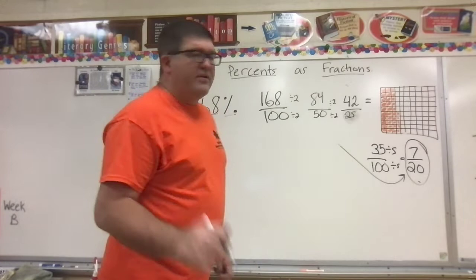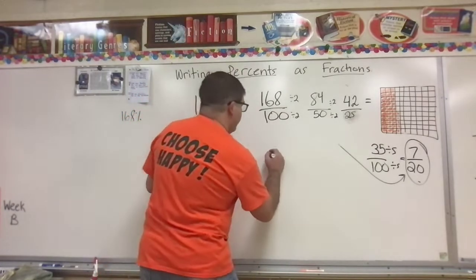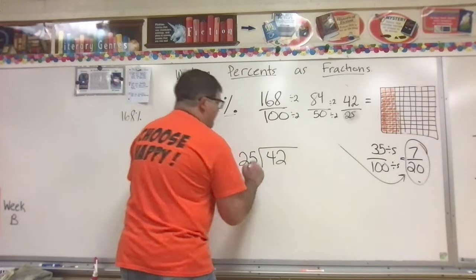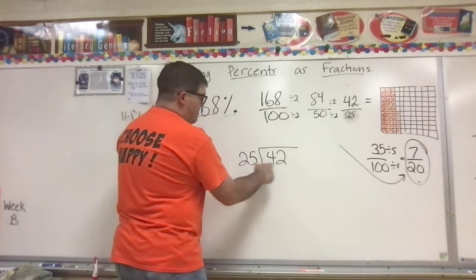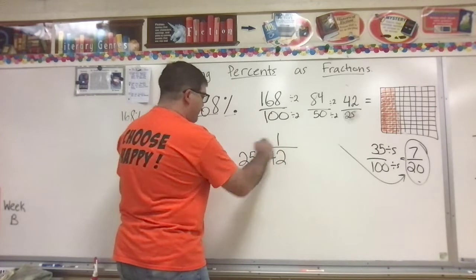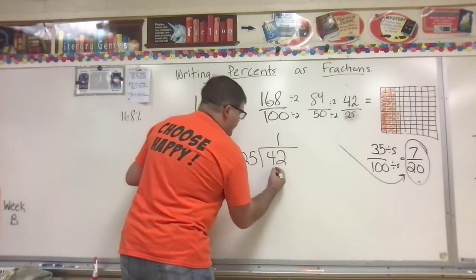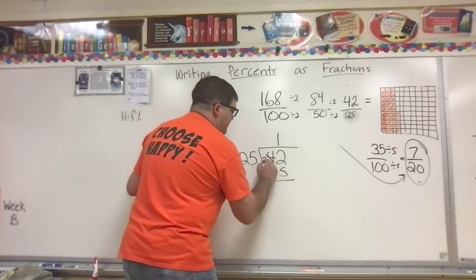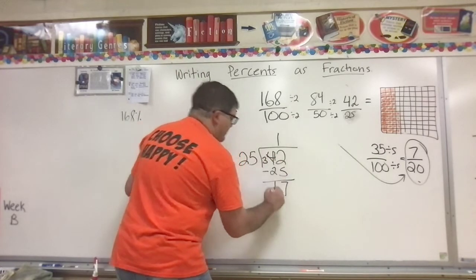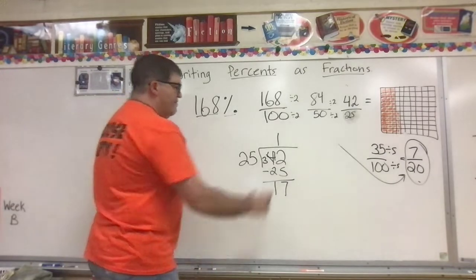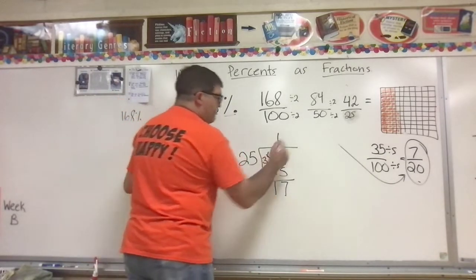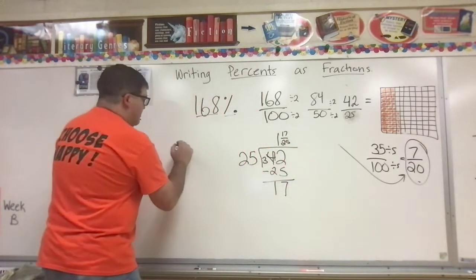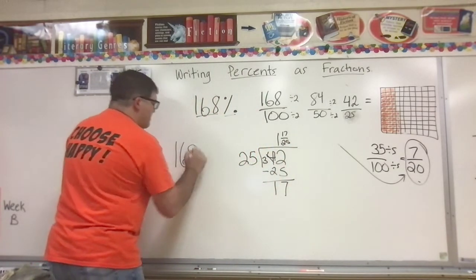Now that's improper. So then we have to go like this. 42 divided by 25. How many times does 25 go into 42? One time. And that would be 25. Subtract that out. That gets me 17. Have nothing else to bring down. I'm going to have this as a fraction. 17 over 25. So 168%.